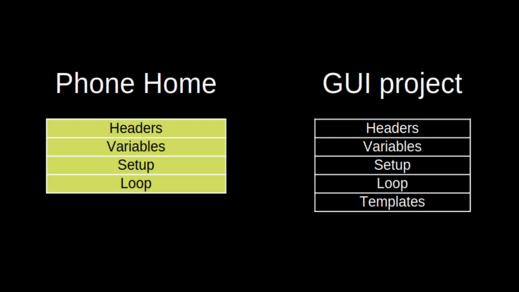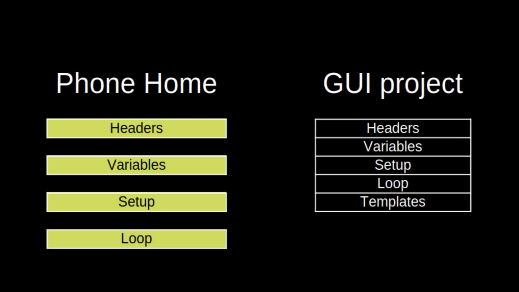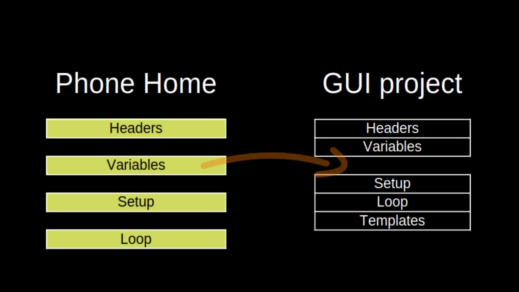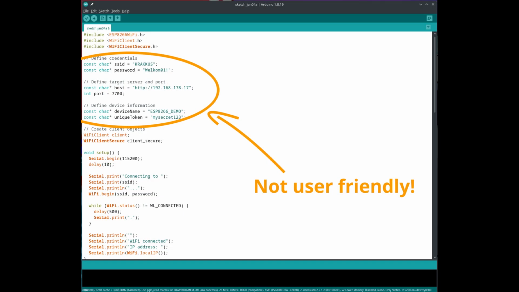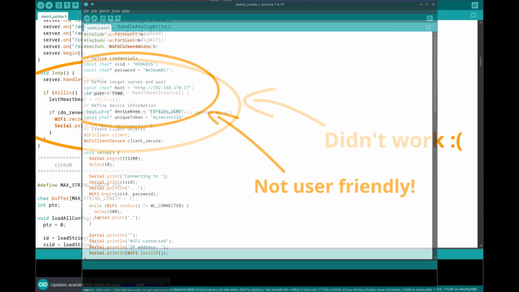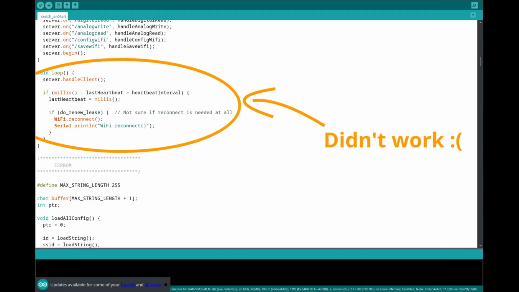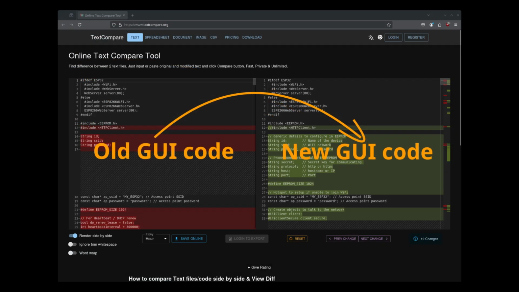Well, both projects have sort of the same structure. So the phone home code is cut into pieces and inserted into the right places on the GUI project. Also, some hard-coded parameters will be reworked into the GUI's config page and other support routines. Finally, some code needs to be removed, which was an earlier attempt at device discoverability. Next, I will show you the code in a so-called diff tool. It shows the final GUI code and highlights the parts that were added or removed.